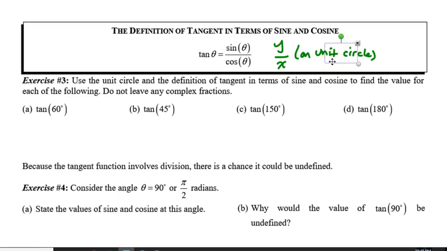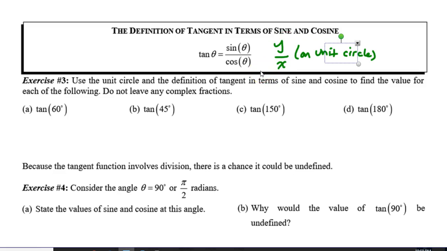Okay. And you might say, well, Mr. C, isn't it always going to be the y over the x? Because on the unit circle, the radius is 1, but on any circle, the radius doesn't come up here. And you'd be exactly right. It's just the y over the x.